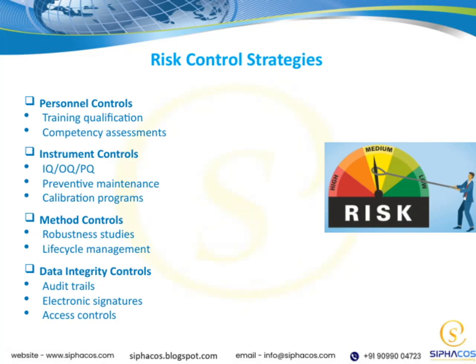When it comes to managing risk, we've got several layers of control strategies. First, personnel controls, making sure everyone's trained, qualified, and regularly assessed for competency. Then, instrument controls. This includes installation, operational, and performance qualifications, plus preventive maintenance and calibration programs to keep equipment reliable. Method controls focus on robustness studies and managing the method throughout its life cycle. Finally, data integrity controls ensure trustworthiness with audit trails, electronic signatures, and strict access controls. Together, these strategies build a strong defense against risk.